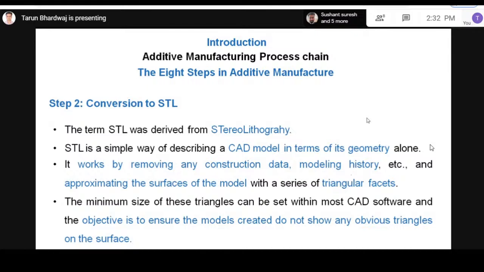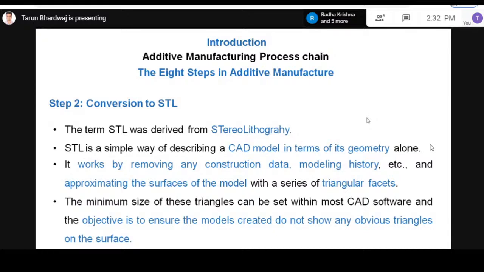Now after generating that CAD file, we have to convert it into an STL file. STL is derived from stereolithography, and stereolithography is nothing but layered manufacturing, which means a small layer, and then another layer is put on it, and another layer. So this is basically about the STL and STL type.